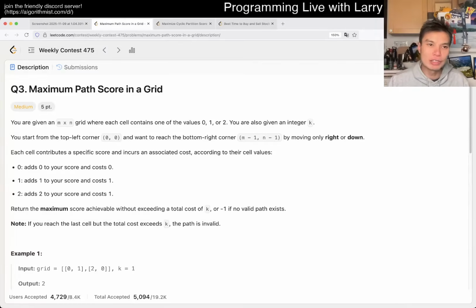This is me going over Q3 of the weekly contest 475, Maximum Path Score in a Grid.